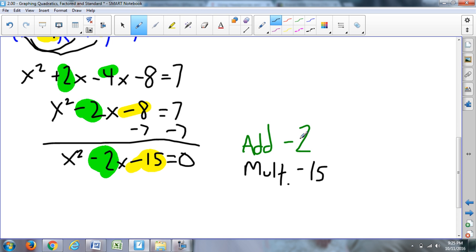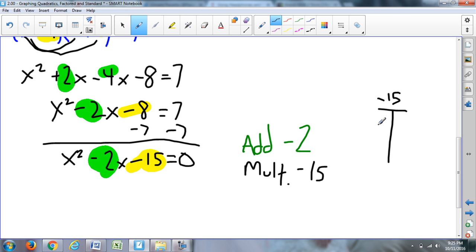Now there's a lot of numbers that add to negative 2. 0, negative 2. 1, minus 3. 2, minus 4. 5, minus 7. There's an infinite amount of things that add to negative 2. There's only so many pairs of numbers that multiply to negative 15, so we're going to list all the possibilities that multiply to negative 15. And that can help us narrow down this process really quickly.